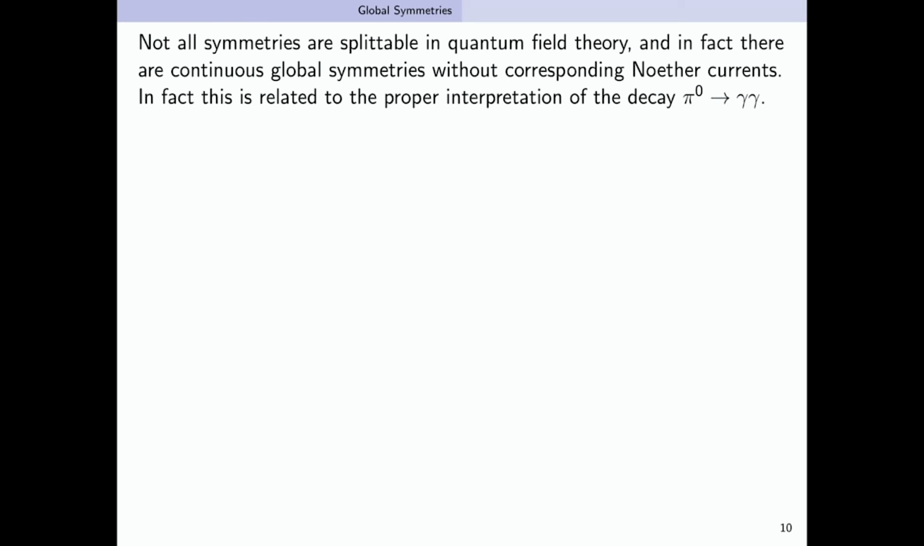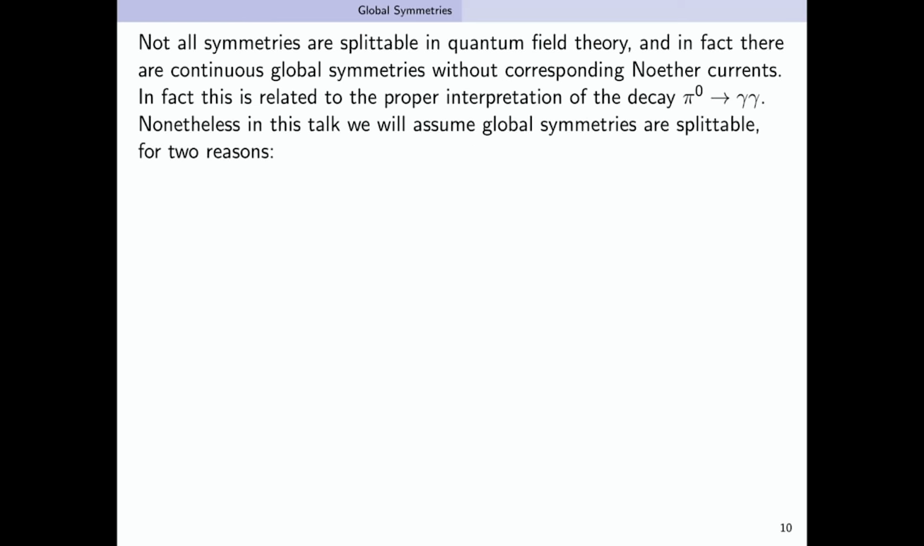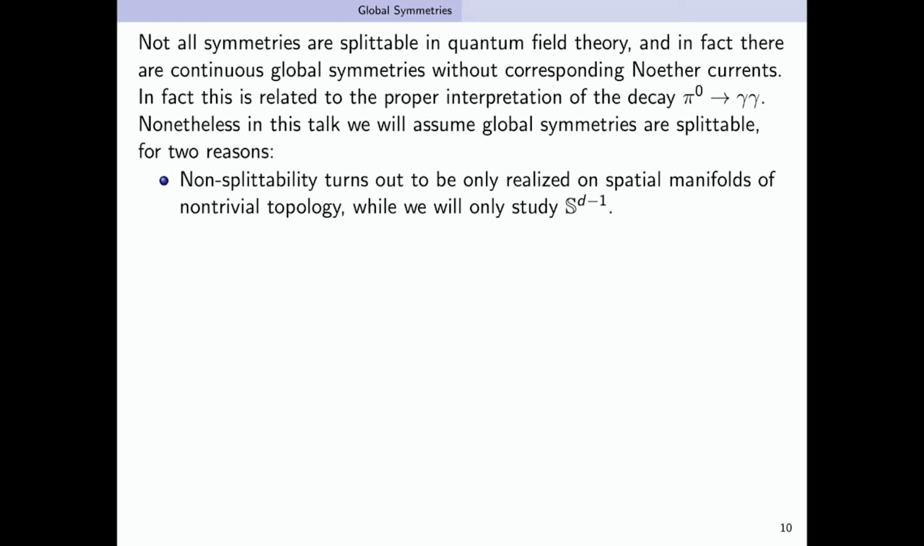This is just a comment. In fact, this issue is related to pi 0 going to gamma gamma, but I won't say anything else about it. So in this talk, I'll just assume that global symmetries are splittable nevertheless, for two reasons. The first being that, as far as I know, non-splittability only ends up being realized on spatial manifolds with non-trivial topology. Well, we're only going to study S^(d-1), and I don't know an example that's not splittable on it.